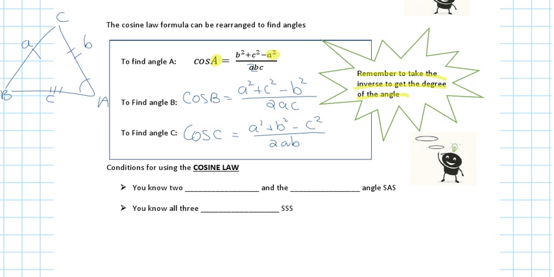So cosine law can be used when you know two sides and the contained angle, or if you know all three sides.